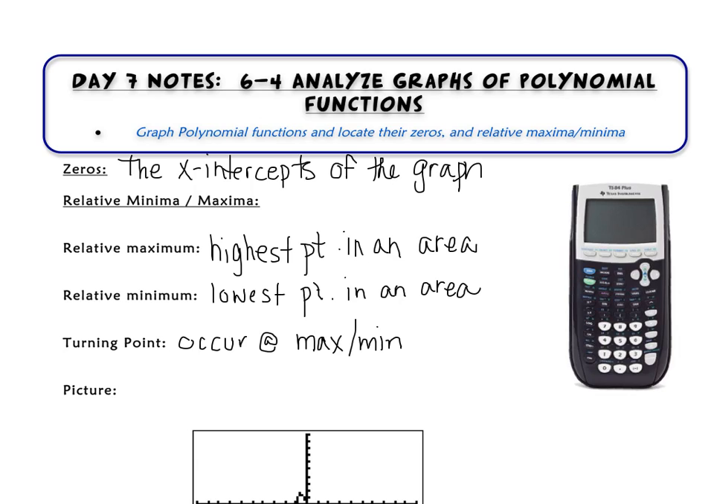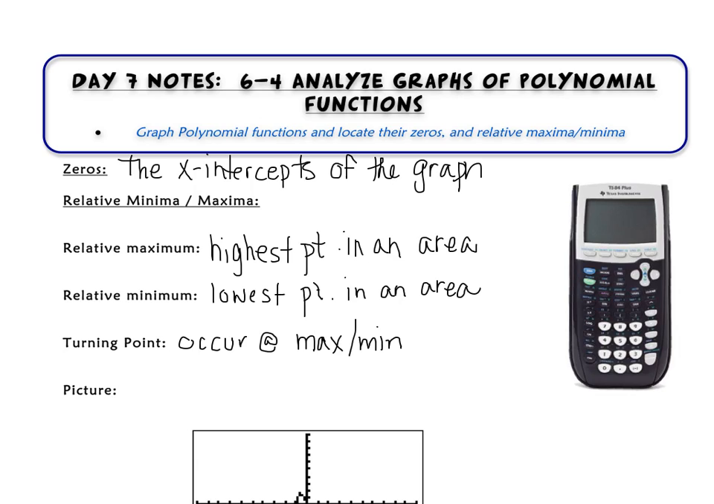And basically, the number of turning points is going to be at most one less than the degree of the function. So when you're graphing a second degree function, the most turning points it will have, the most max-mins, is 1. If you're graphing a third degree function, the most it will have is 2. Now that means it could have less, but at most it will have 1 less than the degree. So let's say it was a 98th degree function. The most amount of max-mins, aka turning points, that it would have would be 97 because it's 1 less than the degree of the entire polynomial.